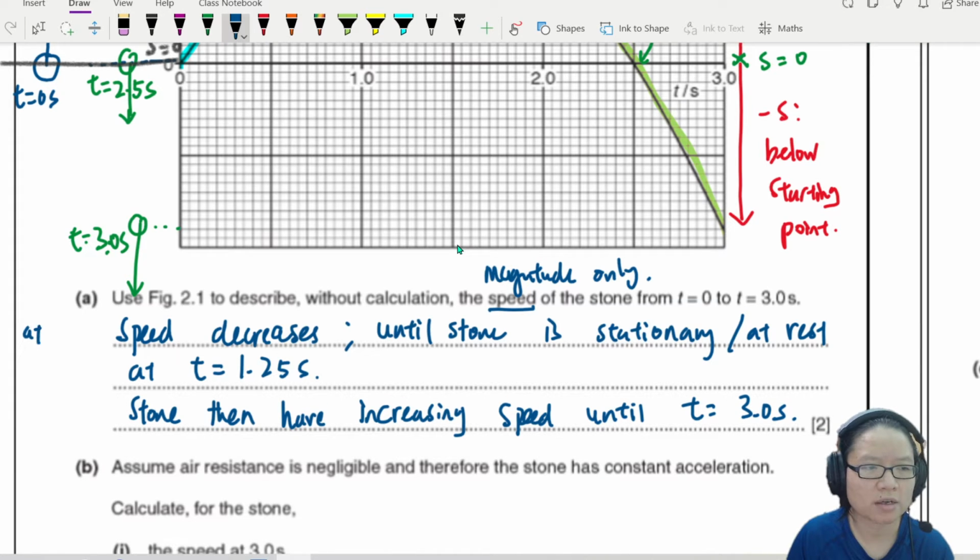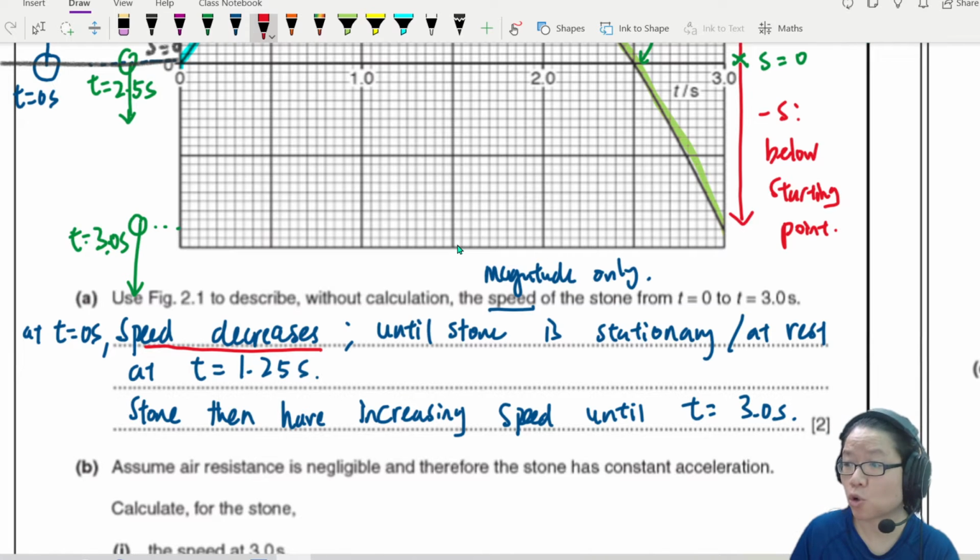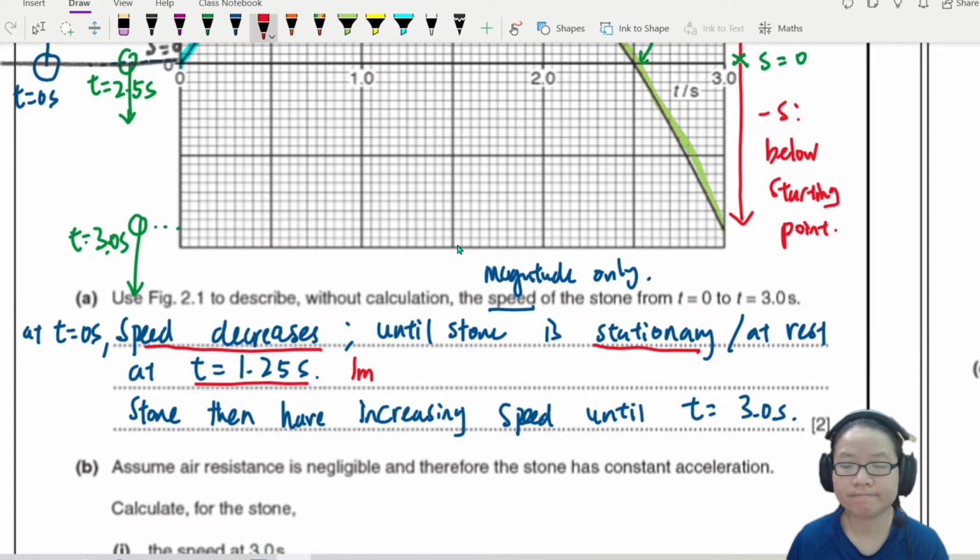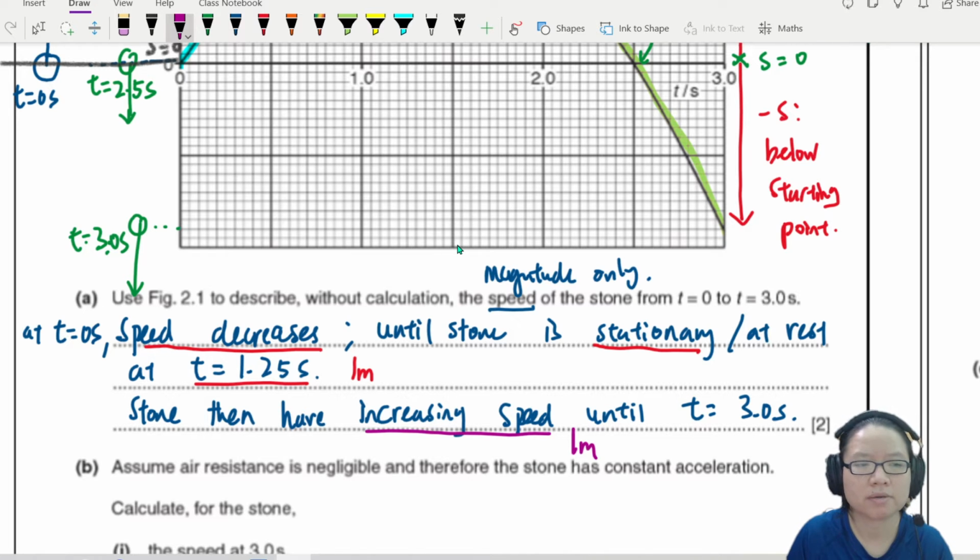So you could add here at t equal to 0 second onwards, the speed decreases until the stone is stationary at 1.25. So the first statement here, you mentioned speed decreasing. Okay, you mentioned until the stone is stationary at 1.25, you get 1 mark. Okay, then you mentioned that the stone has increasing speed after that, then you get 1 mark. Then or after. All right.